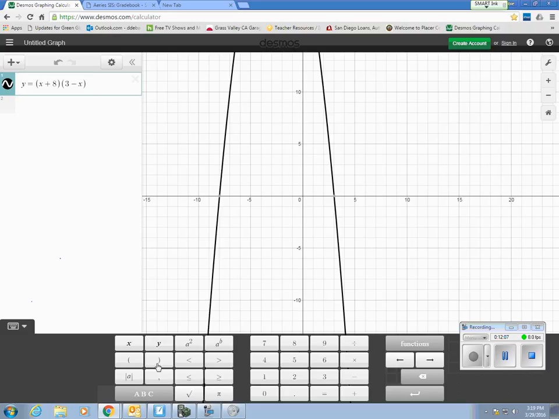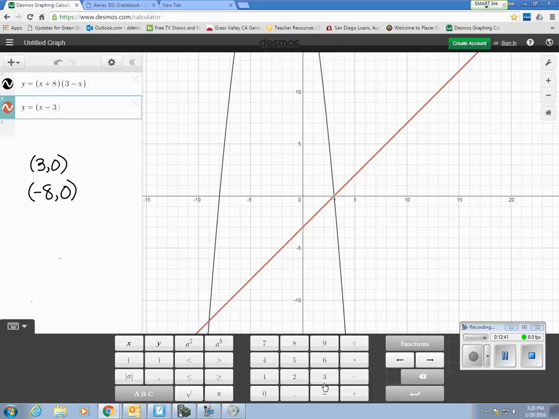So I'm noticing that I have two zeros. One is at 3, comma 0. And my other is at negative 8, comma 0. So writing this in factored form, if one of my zeros is at 3, comma 0, my first factor is x minus 3. My second factor is x plus 8, since my other zero is at negative 8. Let's try that again.